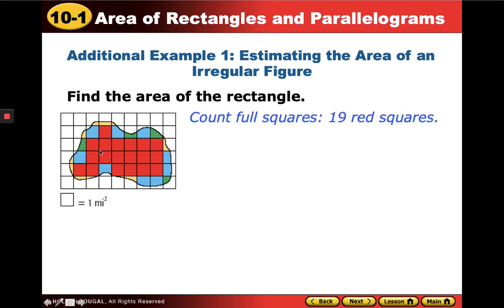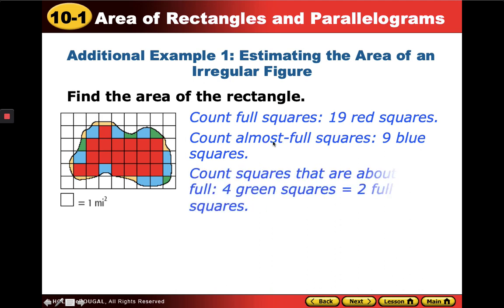So if you count the full squares, you get 19. Now, if you count the almost full squares, there's like 1, 2, 3, 4, 5, 6, 7, 8, 9. There's almost 9 full ones. And then they kind of count the half full ones, like the green ones. That's like 1, and that's a half, and that's a half, so that's like 2. And that's another half, and that's another half, so that's another one whole. So these four little halves add up to 2 full squares.